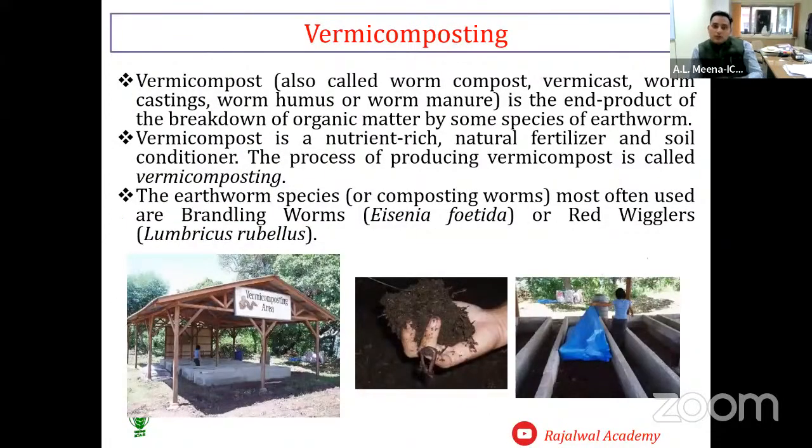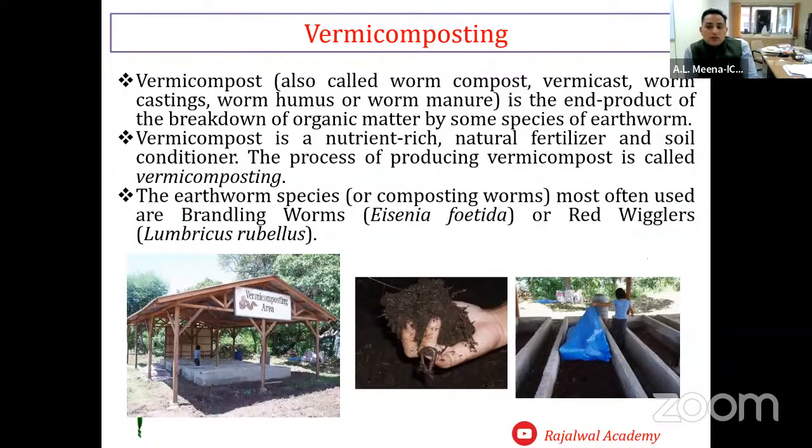Now coming to the very famous method, vermicomposting. This is well known among all the researchers as well as the farmers. Vermicomposting is also known as worm compost, vermicast, worm casting, worm humus or worm manure. It is known by different names. Vermicompost is the end product of the breakdown of organic matter by some species of earthworms. Vermicompost is a nutrient-rich, natural fertilizer or soil conditioner. The process of producing vermicompost is called vermicomposting.